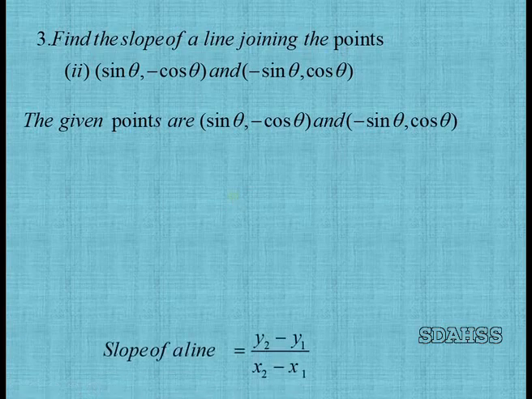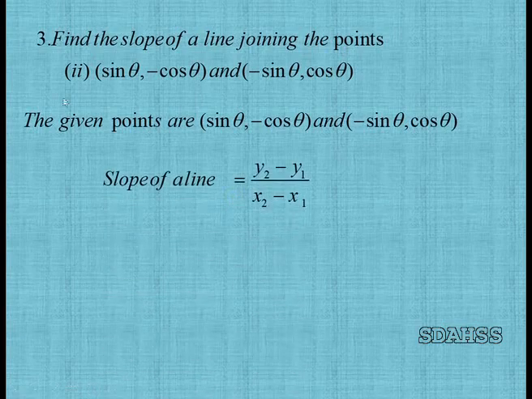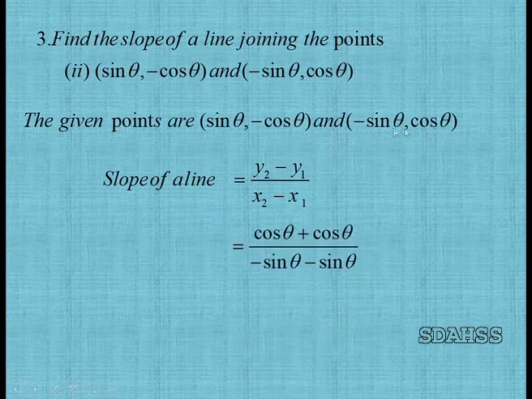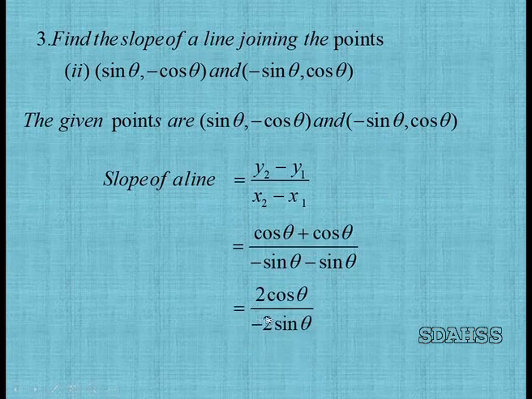The slope is y2 minus y1 divided by x2 minus x1. First point is x1 y1 and the second point is x2 y2. Substitute the values in the formula. So you have cos theta plus cos theta divided by minus sin theta minus sin theta. Cos theta plus cos theta is 2 cos theta, divided by minus sin theta minus sin theta, which is minus 2 sin theta.